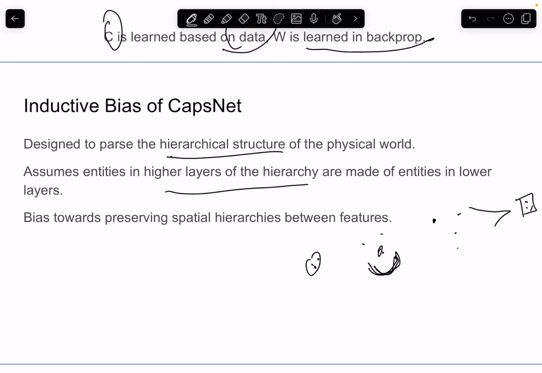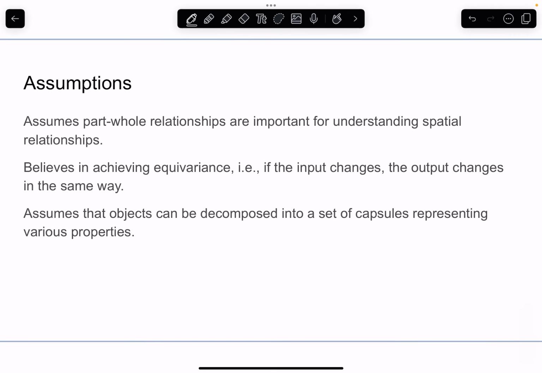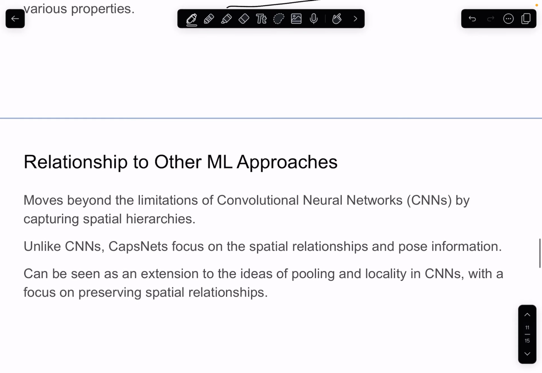This assumption is there, and the other is that we preserve the spatial hierarchy. For example, a person's face should always look like this, it should not look like that. So that's the bias, and the assumption is that it holds relationships as spatial relationships, and it achieves equivariance. Equivariance means if the input changes, the output changes in the same way, and it assumes that an object can be decomposed into a set of capsules.